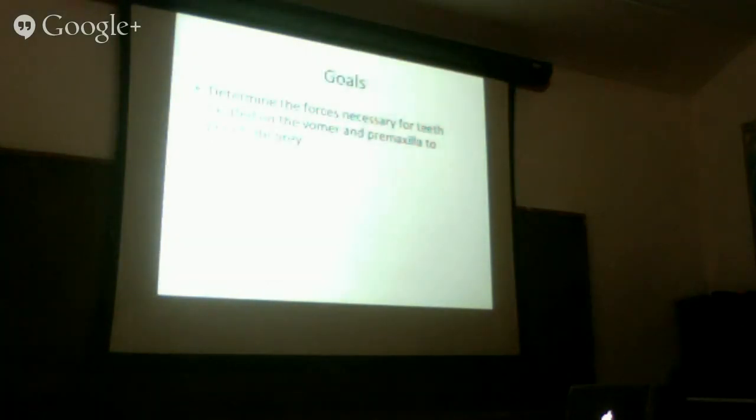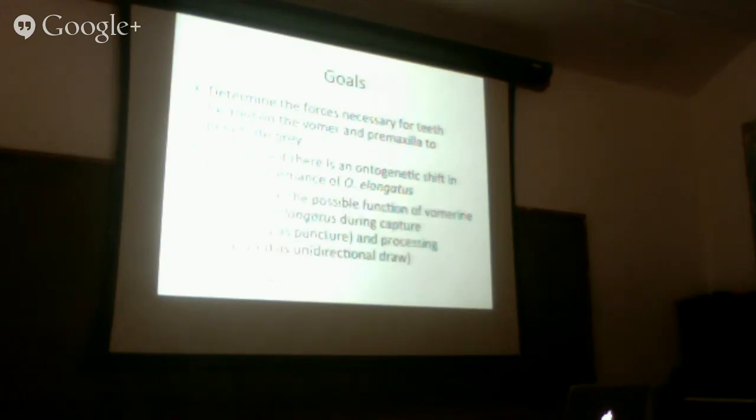So the goals of my project were to determine the forces necessary for teeth located on the vomer and premaxilla to penetrate prey, to determine if there's an ontogenetic shift in tooth performance of Ophiodon elongatus, and to hypothesize the possible function of vomer teeth in Ophiodon elongatus during puncture, which can also be termed capture, and processing, or unidirectional draw, which I measured.